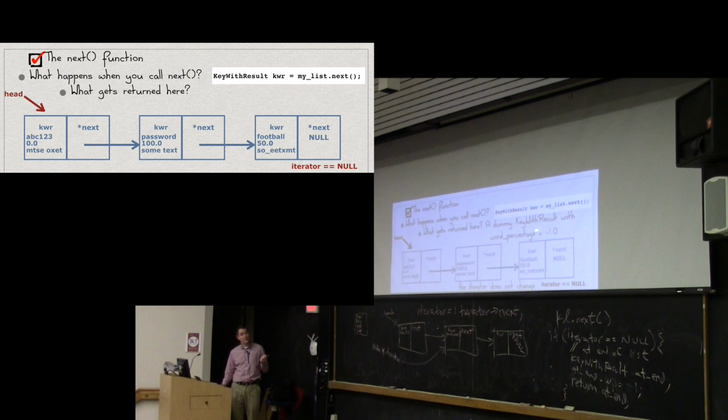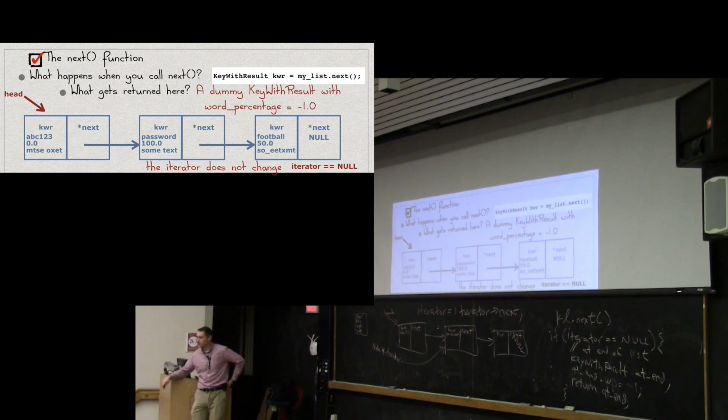A dummy KeyWithResult with a word percentage of -1. That's this stuff down here. And the iterator does not change. What if I ask for next again? What gets returned? Say another dummy. It just will give you a dummy all day until you reset the iterator. It just keeps going. Look, you're still at the end of the list, you knucklehead. All right, keeps going and keeps doing that. Okay? Questions on this? Yes?